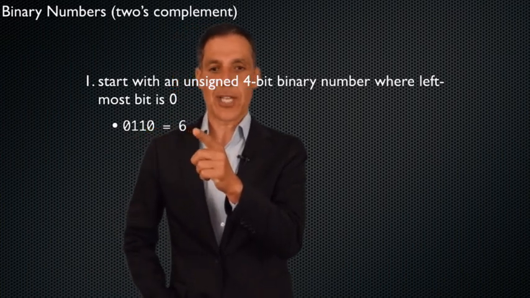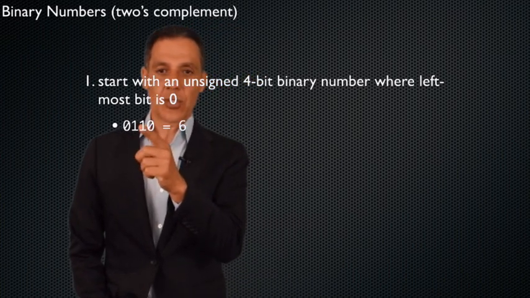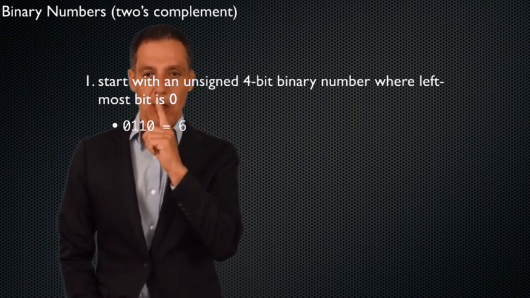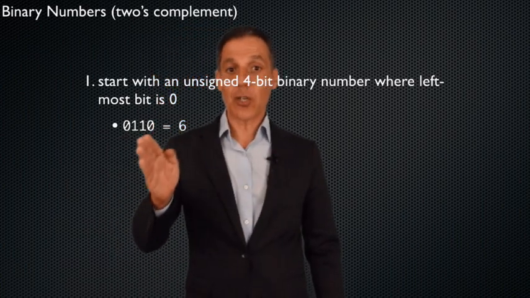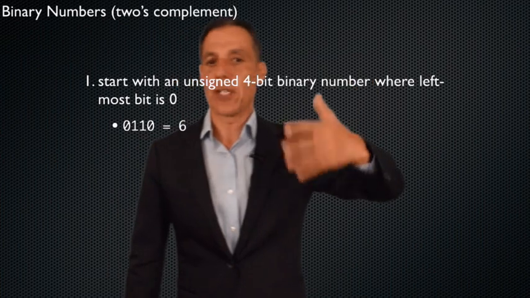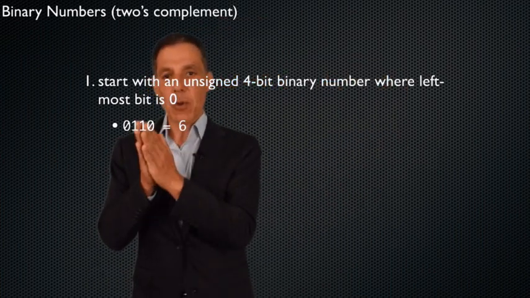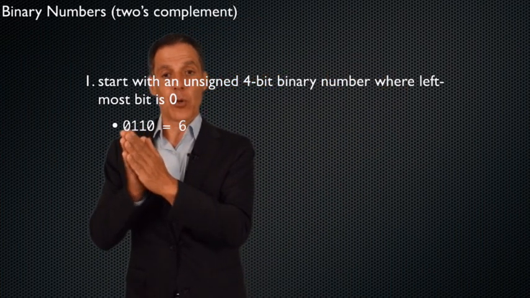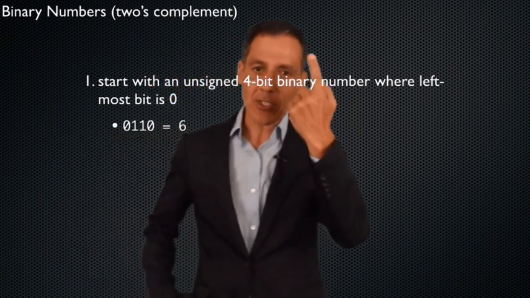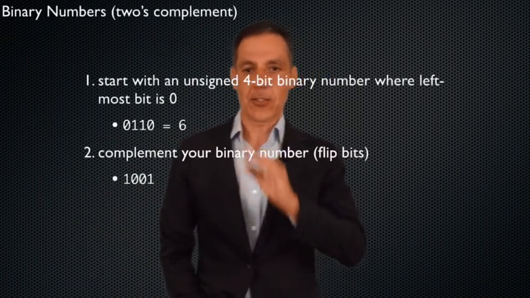So let's make sure we understand why that's 6. This is 2 to the 1, that's 2, 2 to the 2, that's 4, 4 plus 2 is equal to 6. Good. And so we start with an unsigned 4-bit or 5-bit or 6-bit or whatever you want, where the leftmost bit is 0, and that 0 is going to correspond to positive numbers, but again, not in the same way as above, and you're going to see in a minute why that is.